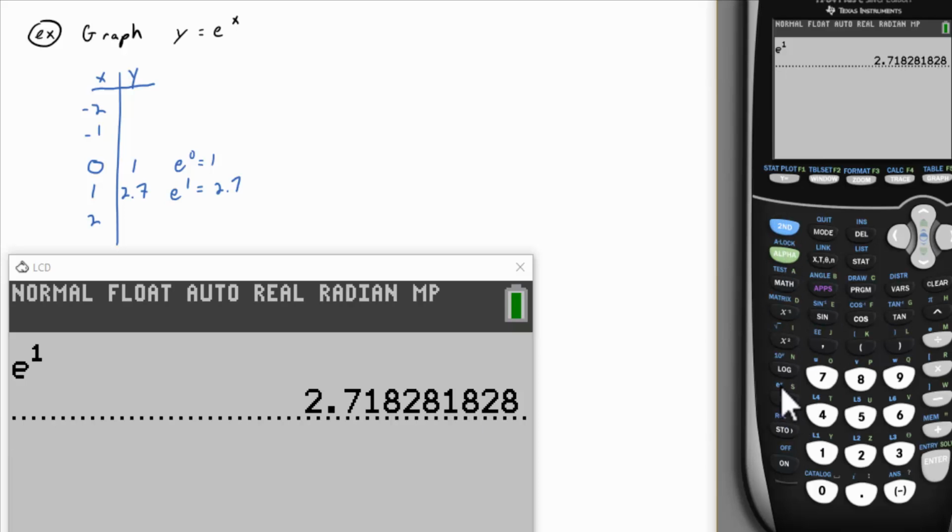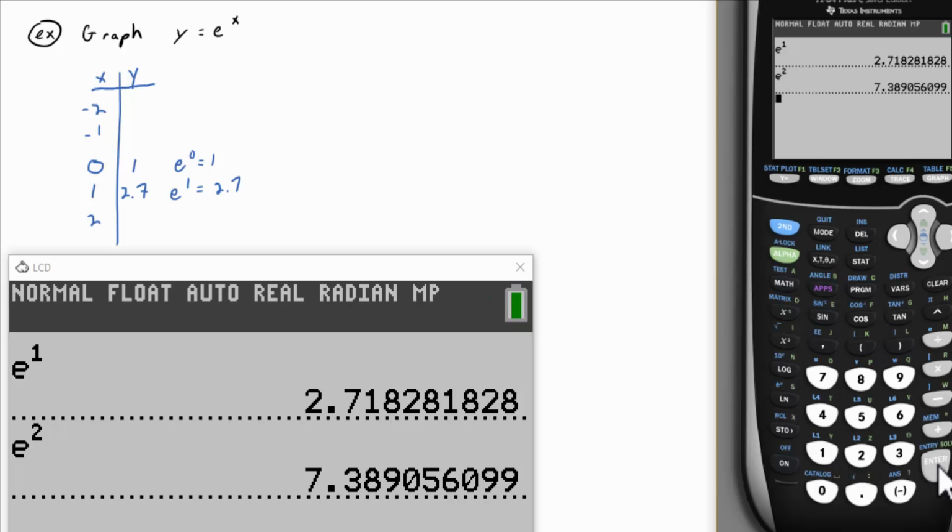Okay, let's do e squared. Second function, ln, 2. 7 point, okay, we're graphing it. So am I going to be accurate to 2 places past the decimal? No. So how about 7.4? So approximately 7.4.